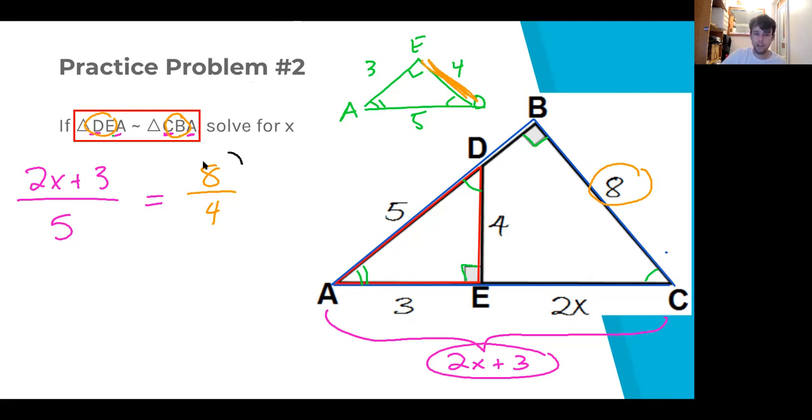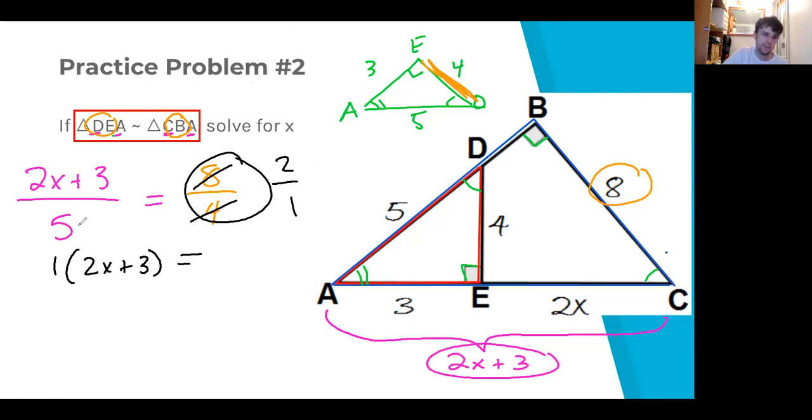Similar to the last one, I actually could reduce this ratio to 2 over 1, if I wanted to make this a little bit easier. So we have 1 times that. 1 times anything doesn't even do anything, but that's okay. 5 times 2 is 10. You can keep the 8 and the 4 and just use the cross multiplication with that too. That doesn't really matter. Just let's reduce if you can. It's a smaller number. Anyway, 2x plus 3 equals 10.